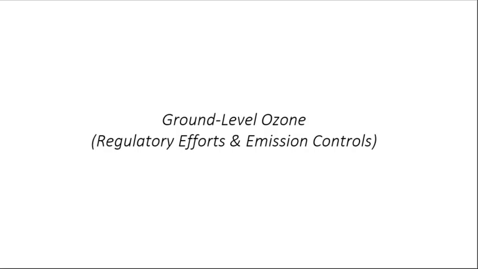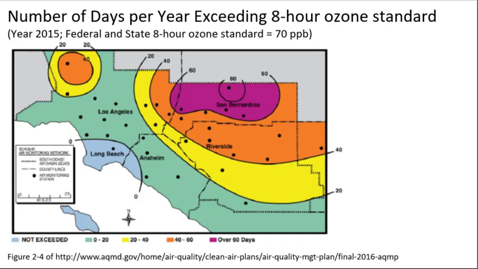Ground-level ozone, regulatory efforts, and emission controls. Ozone is among the criteria air pollutants in which ambient air standards have to be met. As we have mentioned in previous course material, ozone is among the criteria pollutants that air districts across the country continue to be in non-attainment with.